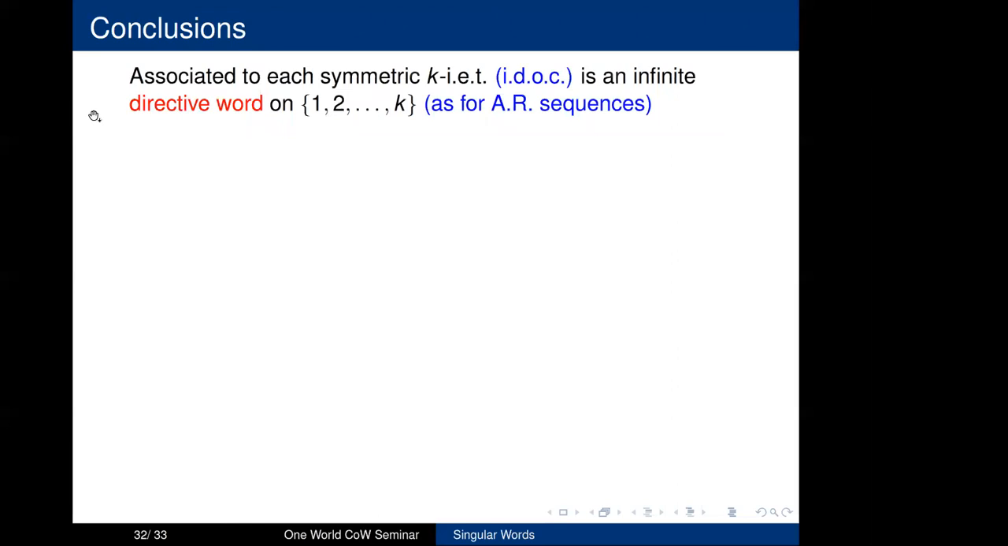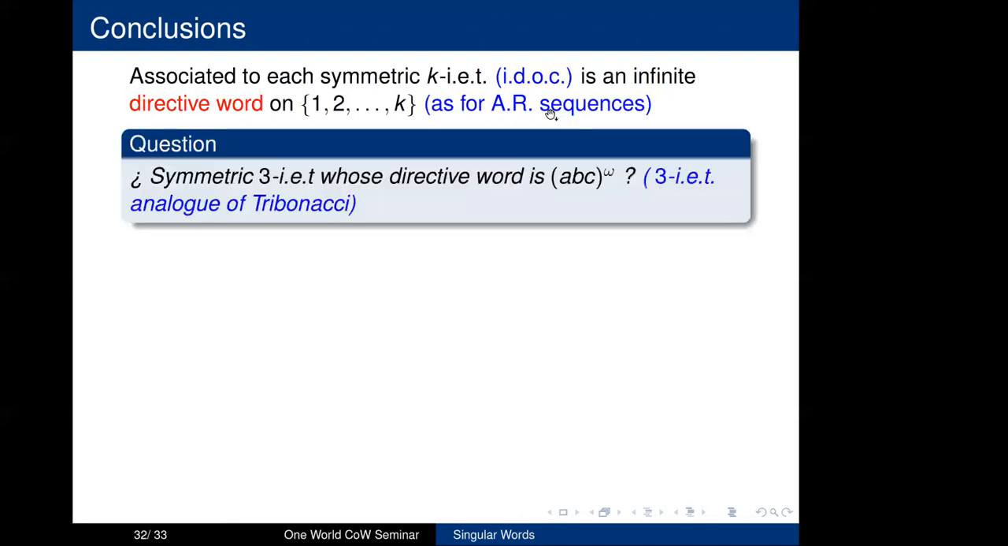Okay, so let me end with just some conclusions. The previous algorithm gives us a way of associating to each, let's say for simplicity, IDOC symmetric k-interval exchange transformation, an infinite directive word on the alphabet 1 through k, just as one does with episturmian or Arnoux-Rauzy sequences. And so one might ask, what is the symmetric 3-interval exchange transformation that has as its directive word ABC to the omega? In other words, the 3-letter analog of the Fibonacci word.